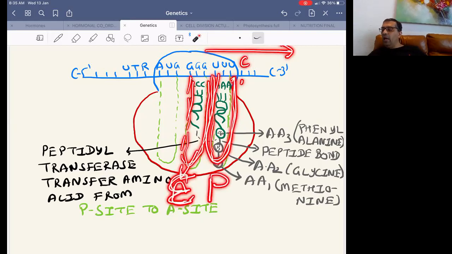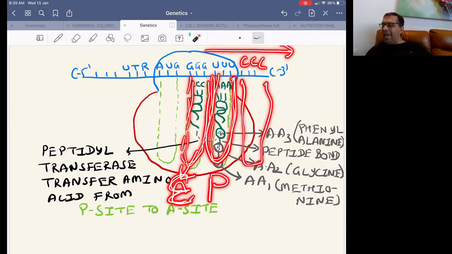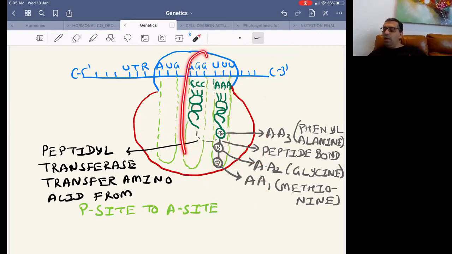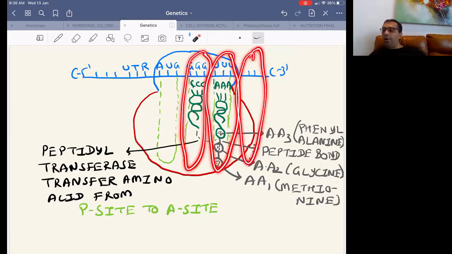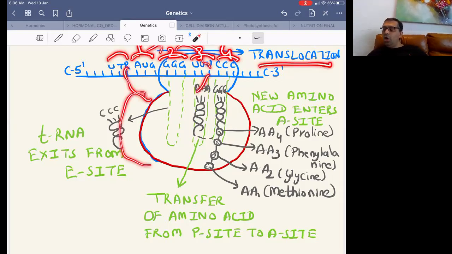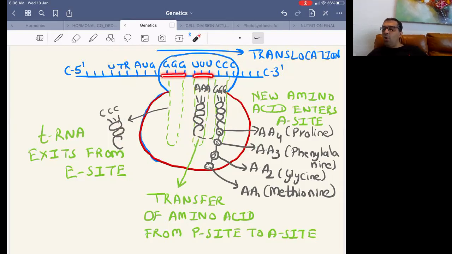And CCC corresponds to which new site? The A site. So who has come to the E site? The second codon. Who has come to the P site? The third codon. Who has come to the A site? The fourth codon. So you have the UTR, AUG first codon, GGG second codon, UUU third codon, CCC fourth codon. So on translocation, instead of first, second, third, you now have second, third, fourth.